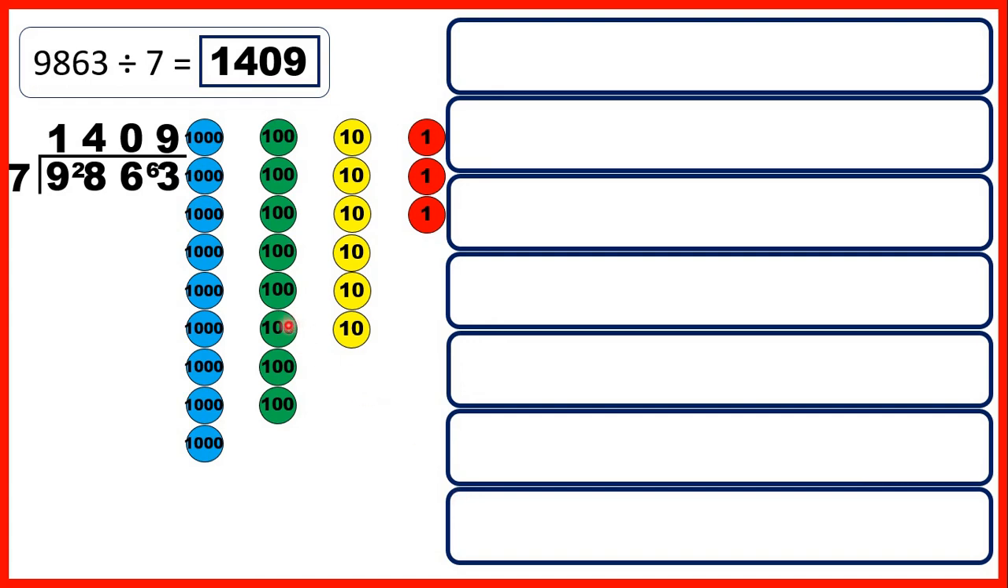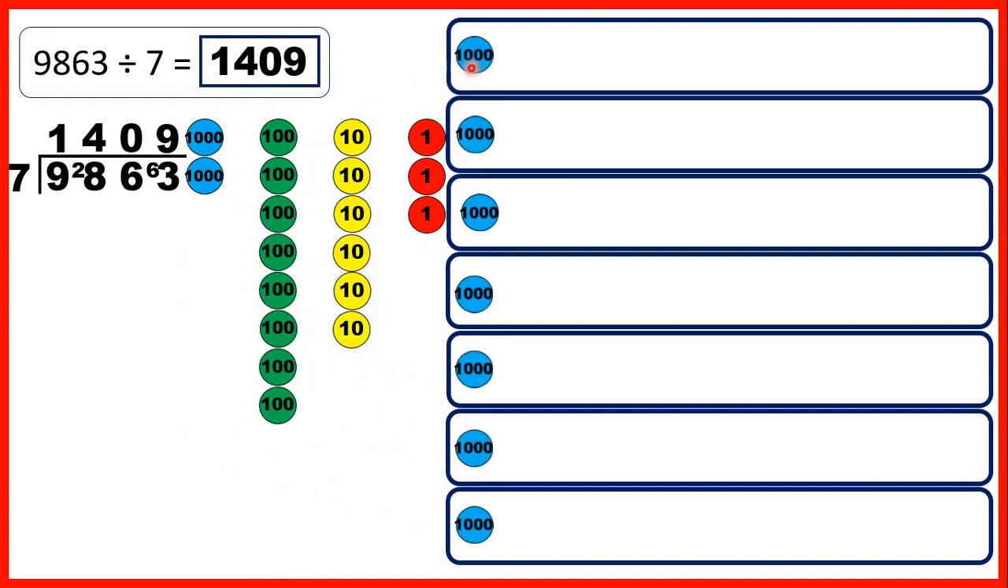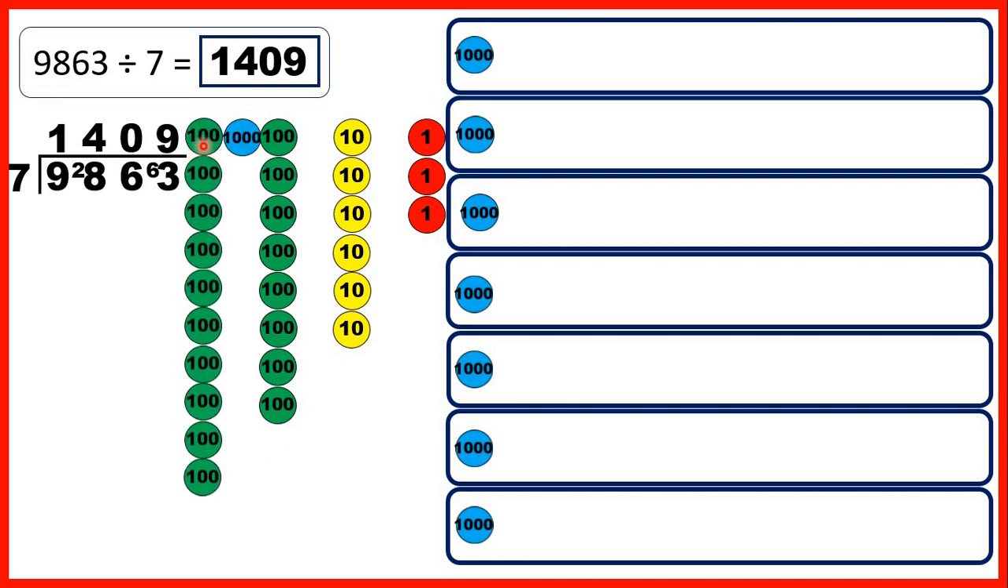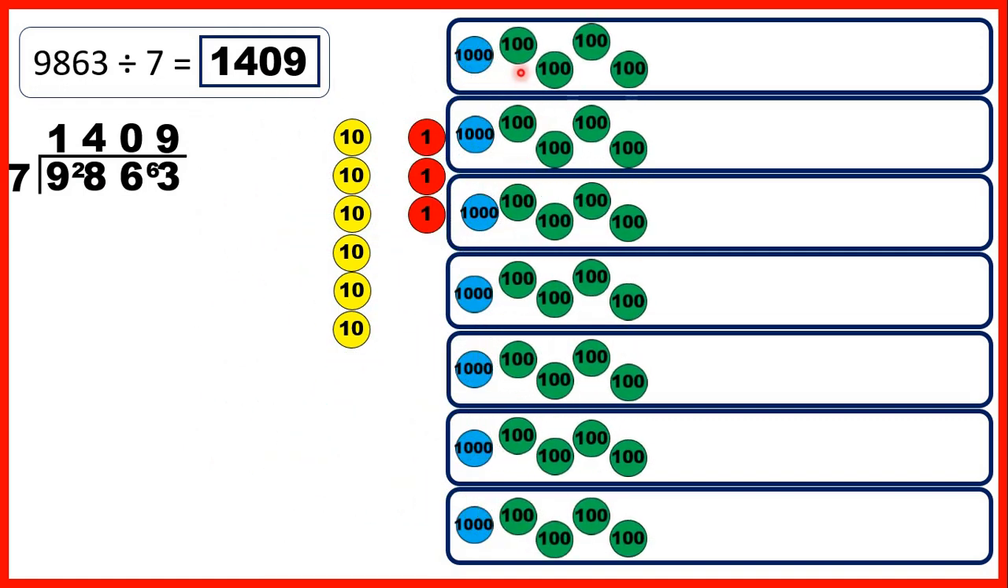into 7 groups. We can share out 7 of our thousands to get 1,000 counter in each of our groups. We have a remainder of 2 thousands which we can't share out, but we can exchange these for 10 hundreds. So that gives us 28 hundreds altogether. We can share out all 28 of these hundreds because 4 times 7 is 28, so that's why we wrote 4 as the hundreds digit of our answer.